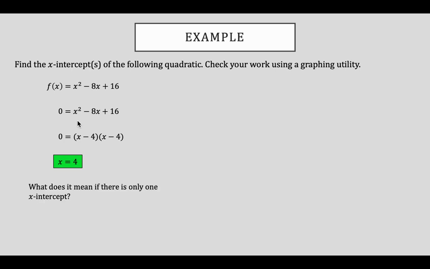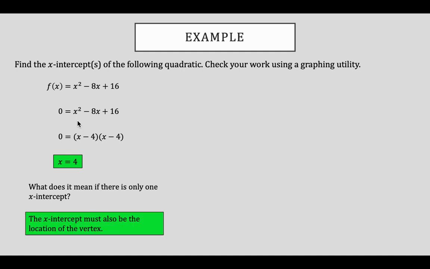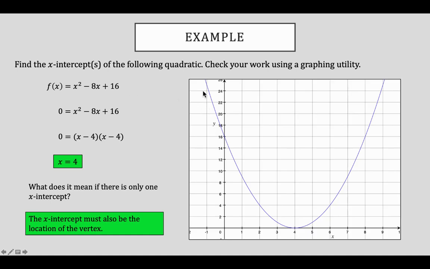What does it mean if there is only one x-intercept? Well, if it only hits the x-axis in one place, then that must be the location of the vertex. All right, so you can take out your calculator and graph this function. You will notice we end up with a parabola. It opens upward because the leading coefficient a is positive 1, and we have a vertex at (4, 0).